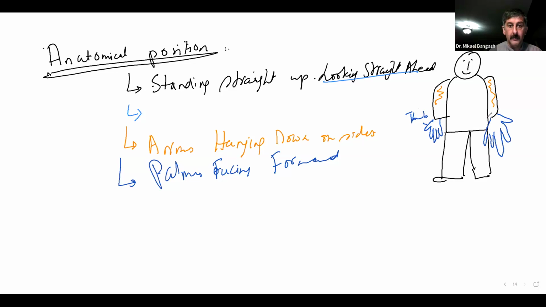So that is your anatomical position. Standing straight up, looking straight ahead, arms hanging down the sides, and the palms facing forward, like this. Of course, hanging down the side mainly means that right now my palms are facing forward. Did you guys get that? That's your anatomical position.